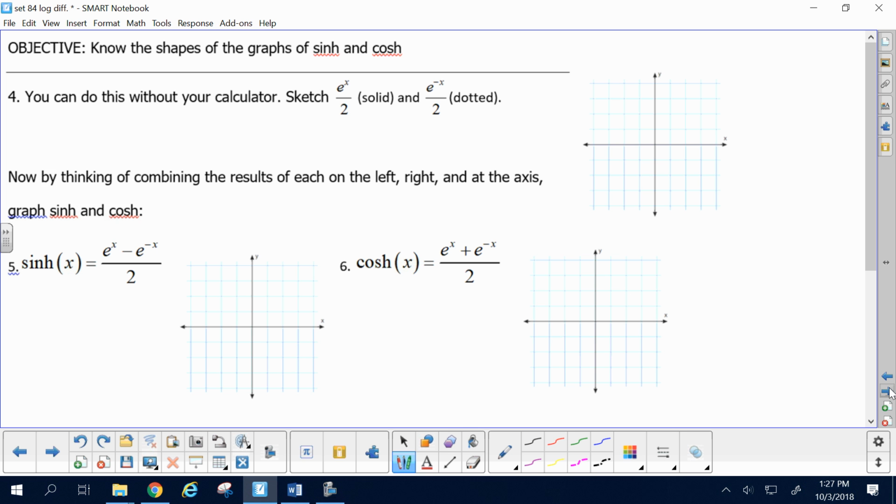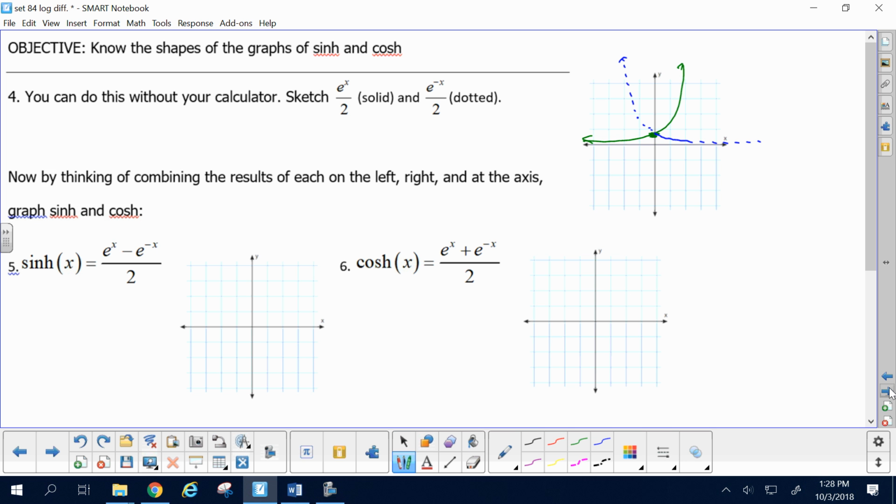e to the x over 2. We know e to the x looks like this. What does the 1/2 do to the curve? What does it do to the y-intercept? It makes the y-intercept 1/2 now instead. It's still going to grow quickly. Exponential is still going to dominate the 1/2, but it's going to be a little less quickly growing. e to the negative x over 2, that's exponential decay instead. It has the same y-intercept, but it's going to decay over here and grow over here. You follow? All right then, let's put those two ideas together.